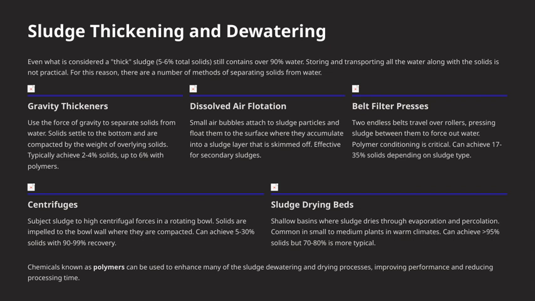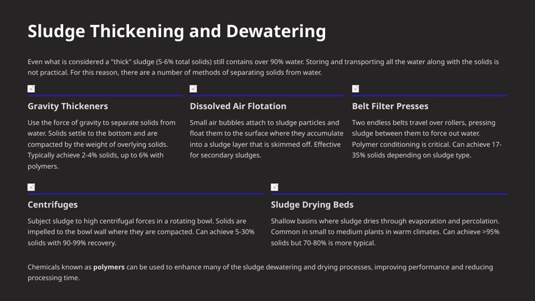One common method is gravity thickening. This technique uses gravity itself to let the solids settle at the bottom of a tank, compacted by the weight of the overlying sludge. Typically, this process can bring the solids concentration up to around 2 to 4%, and sometimes up to 6% if polymers are used.